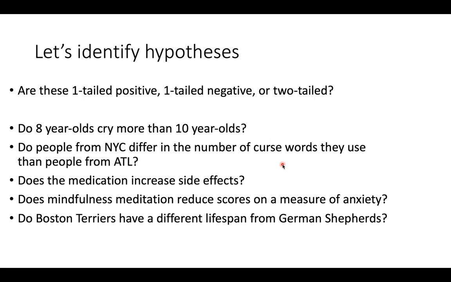Okay, so let's work on identifying these hypotheses. We have three types of hypotheses. We have one-tailed positive, one-tailed negative, or two-tailed. So I want you to maybe press pause and take a minute or two, go through each of these 5 examples and try and determine whether they are a one-tailed positive, a one-tailed negative, or a two-tailed hypothesis. Go ahead and press pause and then press play when you're ready to go through the answers.